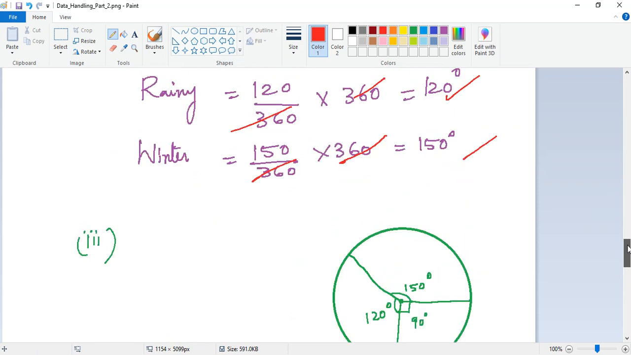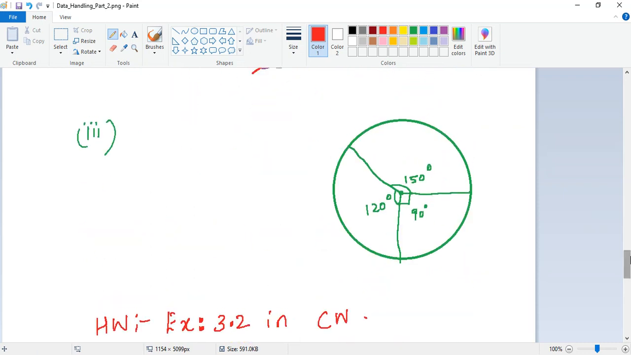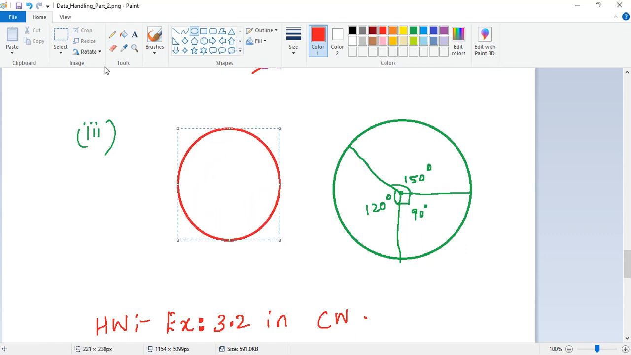Now they are asking us to draw a pie chart. So let's draw a pie chart. You will draw a circle first. So I'll just show you what you have to do. You draw a circle first and then you mark a point over here, the center. Then let's mark a straight line. Now keeping your protractor here, draw 150 degrees. 150 degrees will be somewhere over here. So this is 150 degrees.